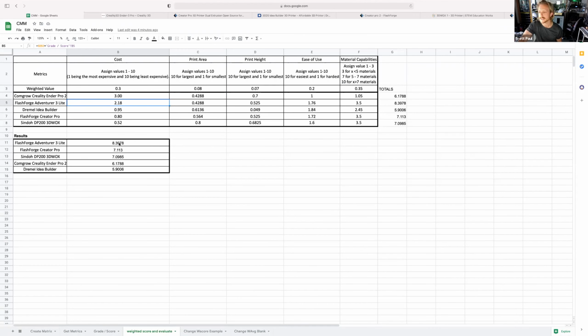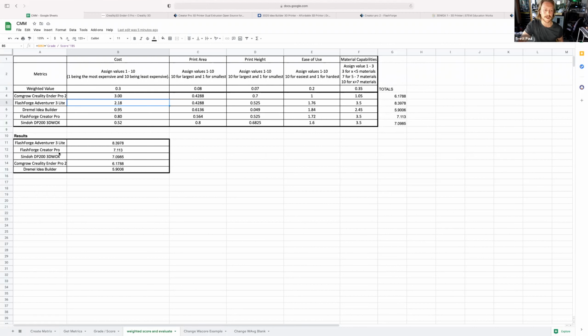It has the highest score, so that's going to be the best option for us, given how we set up our matrix. And then there's the Creator Pro just beneath it, so on and so forth. Now you don't have to take this score as the end all. I mean, it is accounting for everything that you are concerned with.